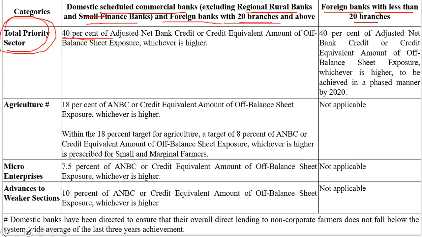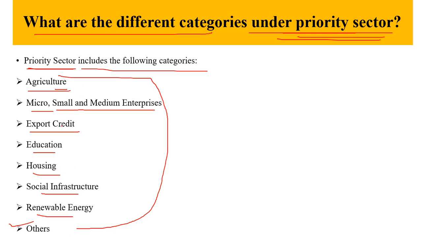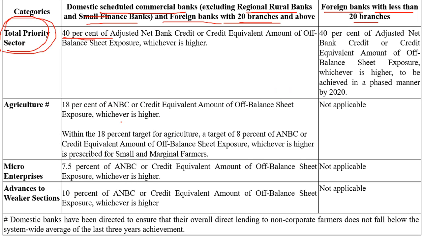In the previous slide and this slide, 8 sectors are there, and overall 40% of loan is to be given to these 8 priority sectors. For example, in a year, out of whatever loans the bank gives to the different sectors, 40% of that loan is to be given to the priority sectors.